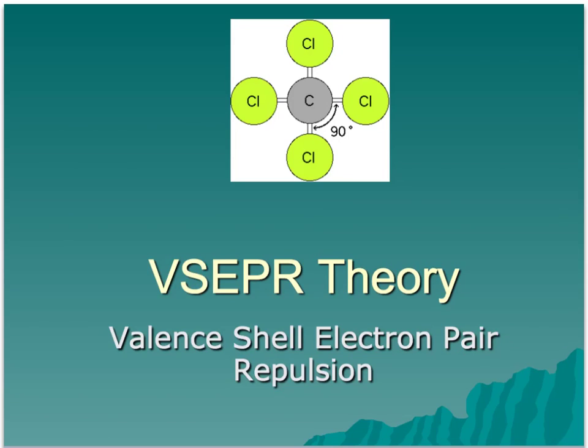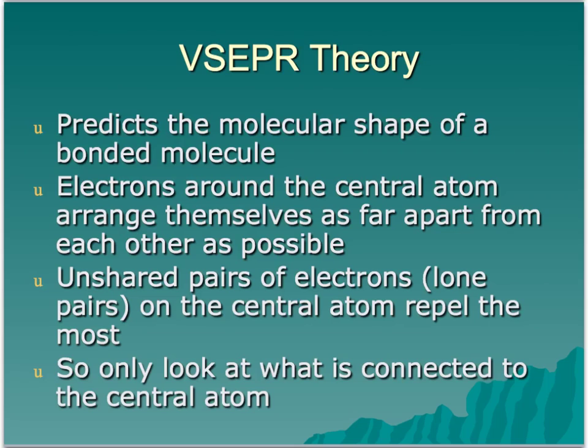This presentation covers VSEPR theory, which stands for valence shell electron pair repulsion, and also talks briefly about metallic bonding. VSEPR theory predicts the molecular shape of a bonded molecule. Basically what happens is the electrons around the central atom arrange themselves as far apart from each other as possible. They want as much of their own space as they can get.